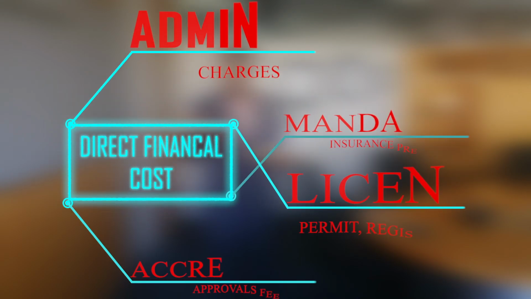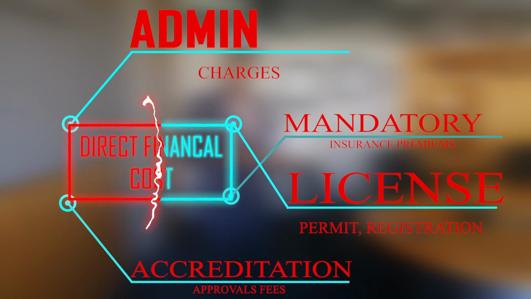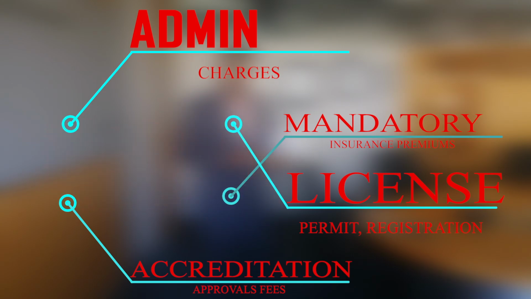Direct financial costs. These are the charges prescribed in regulation that are payable to the government, such as administrative charges, licensing, permits, registration, accreditation and approval fees, levies, and mandatory insurance.